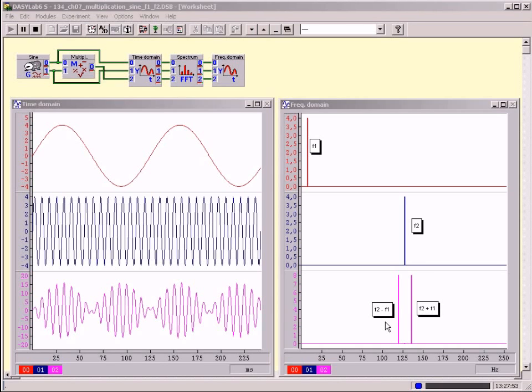The multiplication of a sinusoidal signal by itself can be used technically to double the frequency. The multiplication of two sinusoidal signals is obviously a nonlinear process, as the output signal contains different frequencies. The smaller one of the two frequencies determines the distance between the sum and difference frequencies.